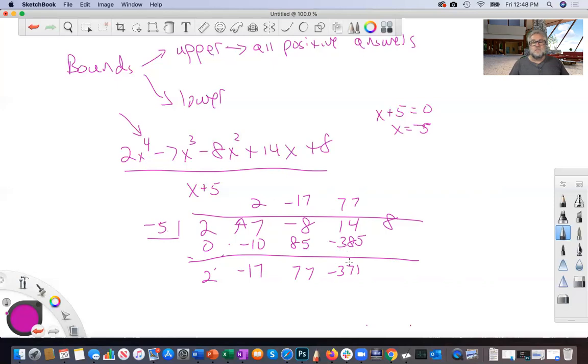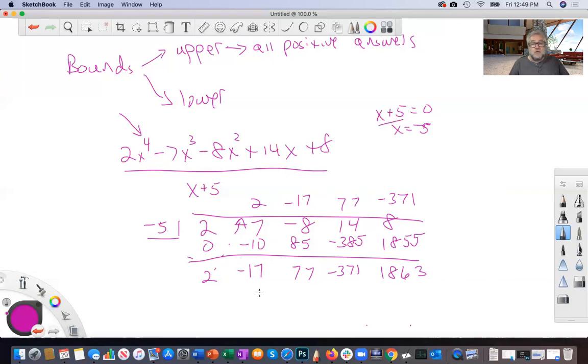Maybe it will. Okay, -371. Multiply. Holy crap, that's a big number. 1855. Add 1863. Okay, I'm going to go out on a limb and say x plus 5 is not a root.